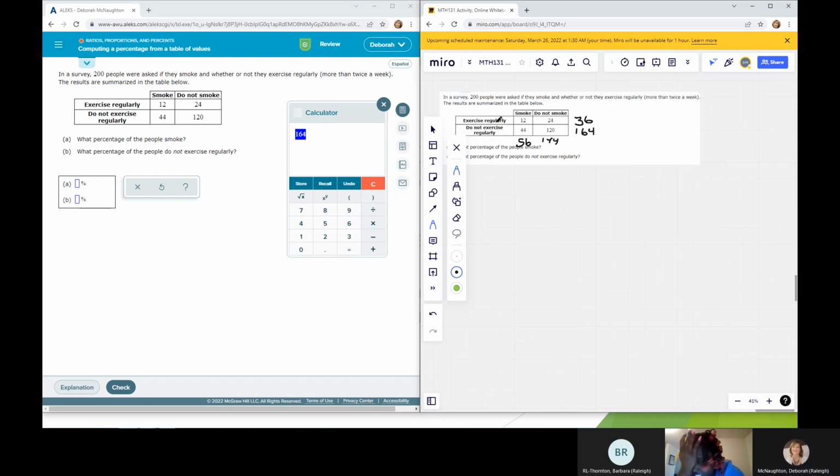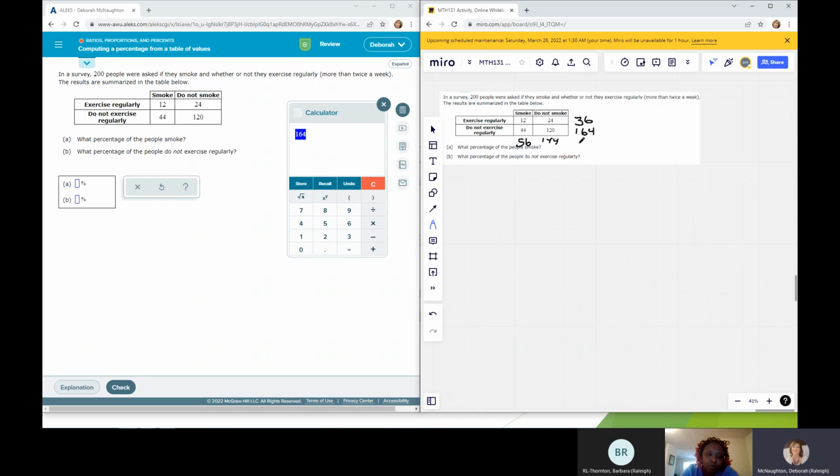I believe. So if they asked me what percentage of the people smoke and exercise regularly, which they don't ask, we would take the number of people who both smoke and exercise regularly, 12, and divide that by the total number in our sample, which is 200. But they're asking us what percentage of people smoke. So that's going to be the number of people who smoke, which is 56, because this is all the people who smoke here.